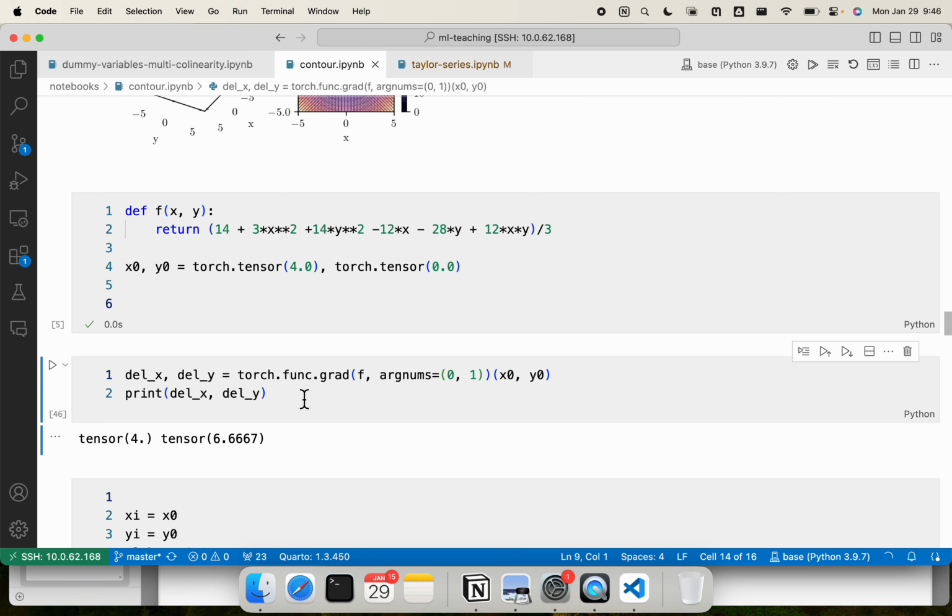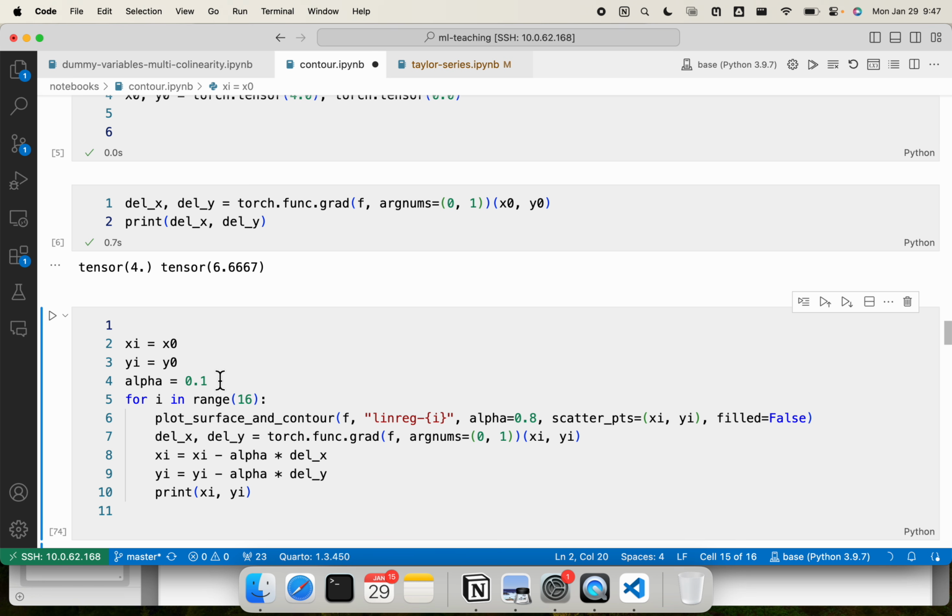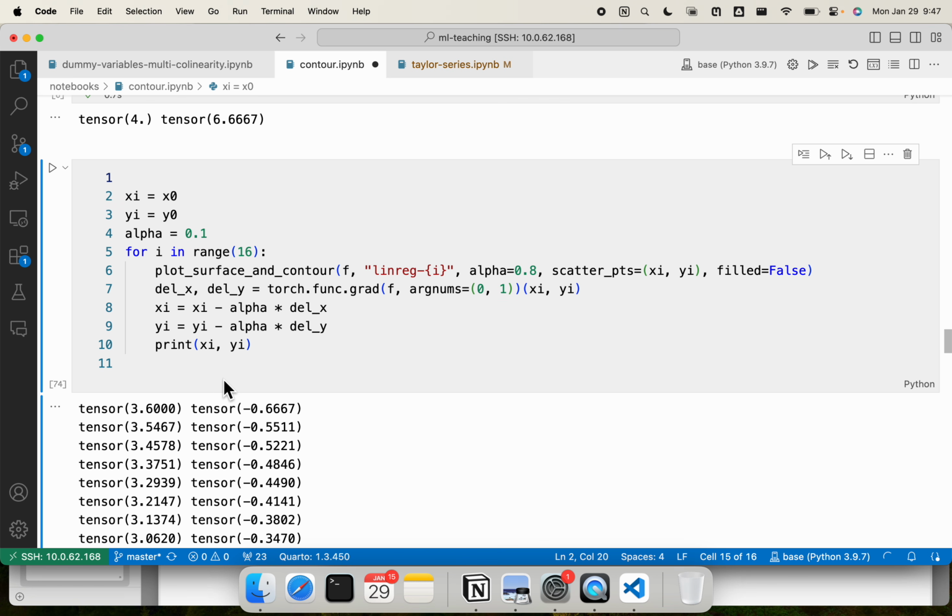I can compute the gradient of the function f with respect to the different arguments 0 and 1, pass in the original values x naught, y naught, and get my del x, del y, which I get to be 4 and 6.667. I have kept alpha to be 0.1, and this is the main gradient descent update rule. I compute the gradients, I do xi equal to xi minus alpha into del x and yi equal to yi minus alpha into del y. Now, as I mentioned, I would typically do this as theta equal to theta minus alpha into the gradient with respect to theta directly.